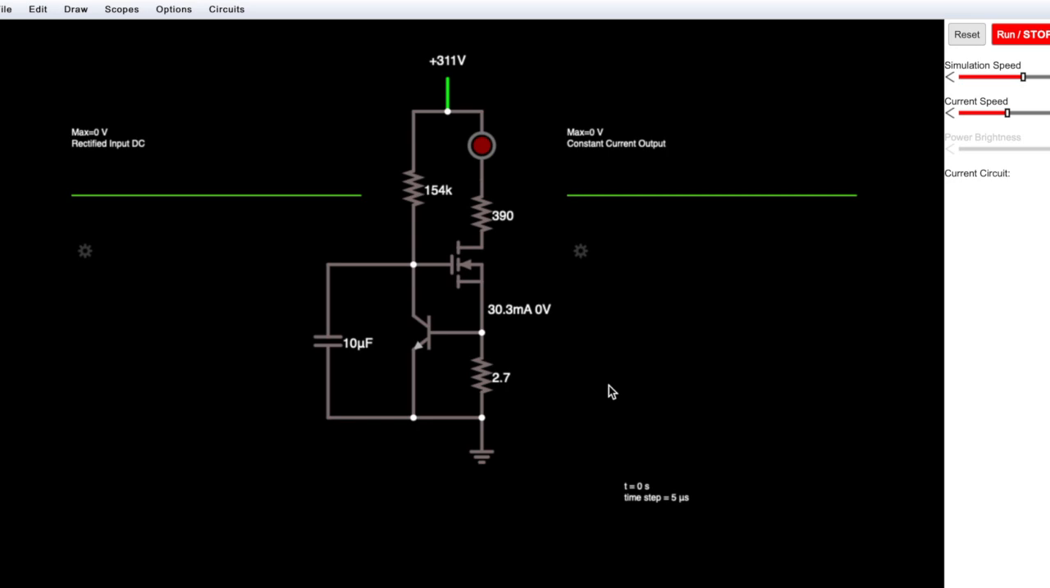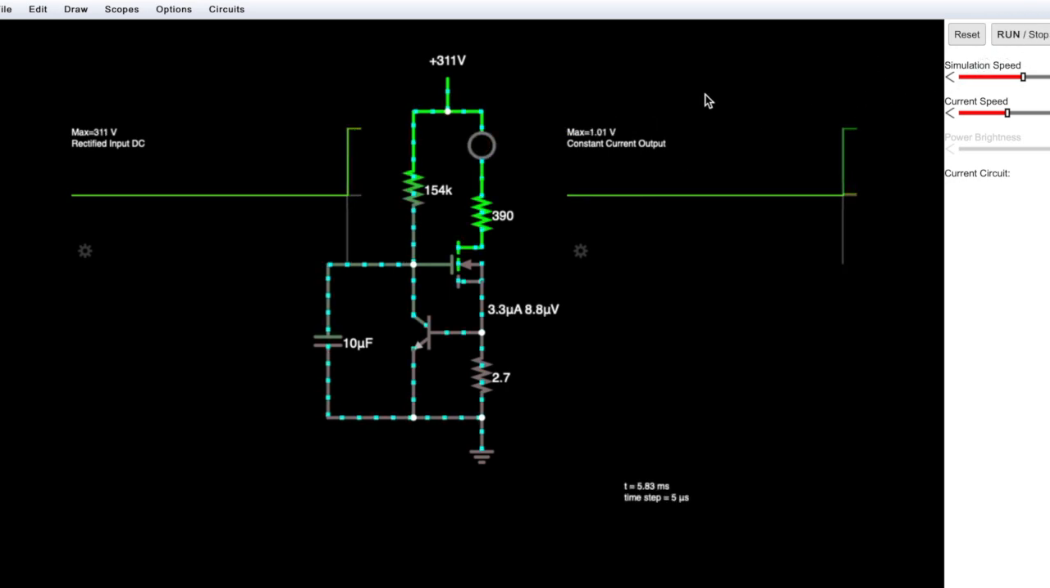Again, we use an n-channel MOSFET in a different configuration to control the current through the load. The NPN transistor controls the voltage applied to the gate of the MOSFET, controlling the flow of current through it. The current flowing through the 2.7 ohm resistor provides a base voltage to the transistor. When the current through the 2.7 ohm resistor increases, the voltage drop across it increases, applying a higher voltage at the base of the NPN transistor. This in turn reduces the resistance between the collector and the emitter of the transistor, dropping the voltage that's applied to the gate. As the voltage at the gate drops, the resistance of the MOSFET increases and the current through it drops.